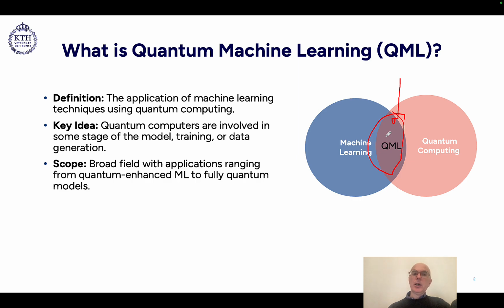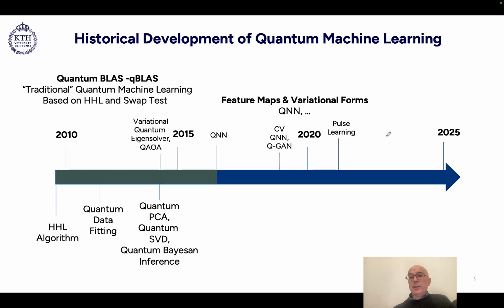What is the key idea? Well, quantum computers are involved at some stage of the model training or data generation. So it might be that not the whole workflow is actually executing on a quantum computing system, but just some stage of the algorithm itself. For instance, we can make a pass forward in the neural network, and we can use the optimizer on the classical system. Right? So this will be hybrid. And we'll see that today most of the algorithms are somehow hybrid. Not the whole workflow is executed on the quantum computer itself. The scope of quantum machine learning is actually a broad field that ranges from quantum enhanced machine learning to fully quantum models.